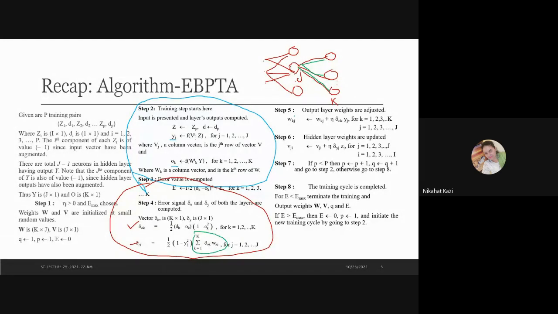You complete one training cycle or one epoch or one iteration, and then check for the error. If you have reduced the error considerably, you stop the training. Otherwise, you go for the next iteration. Fine. So this is the error backpropagation training algorithm. This exactly we are going to use for solving the problem. So let us go to the problem now.